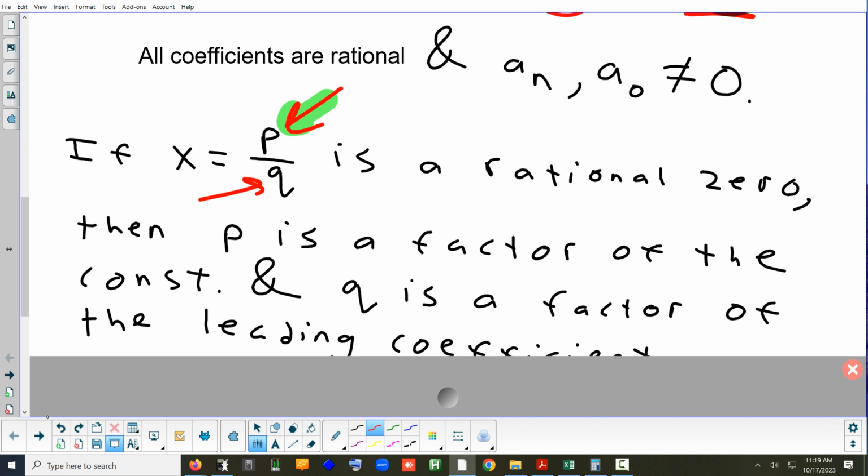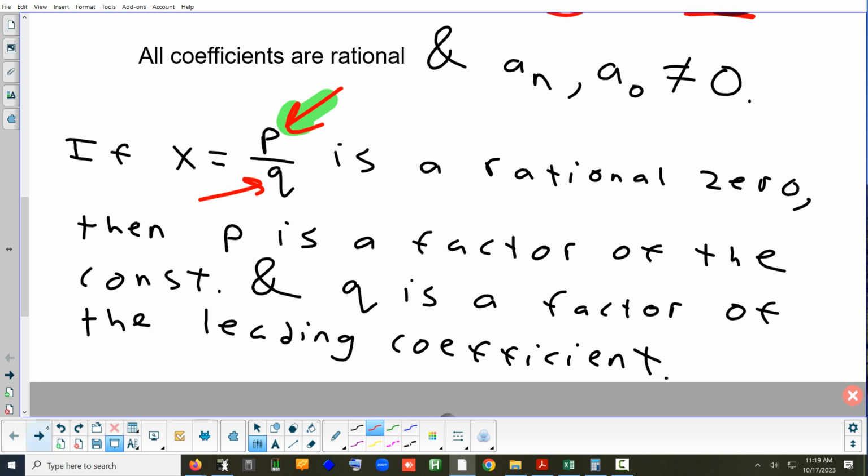And Q represents all the factors of the number in front. Okay, that's the leading coefficient. So let's say the leading coefficient was a 10. Your factors of 10 are 1, 2, 5, 10. And all the negatives: -1, -2, -5, -10.